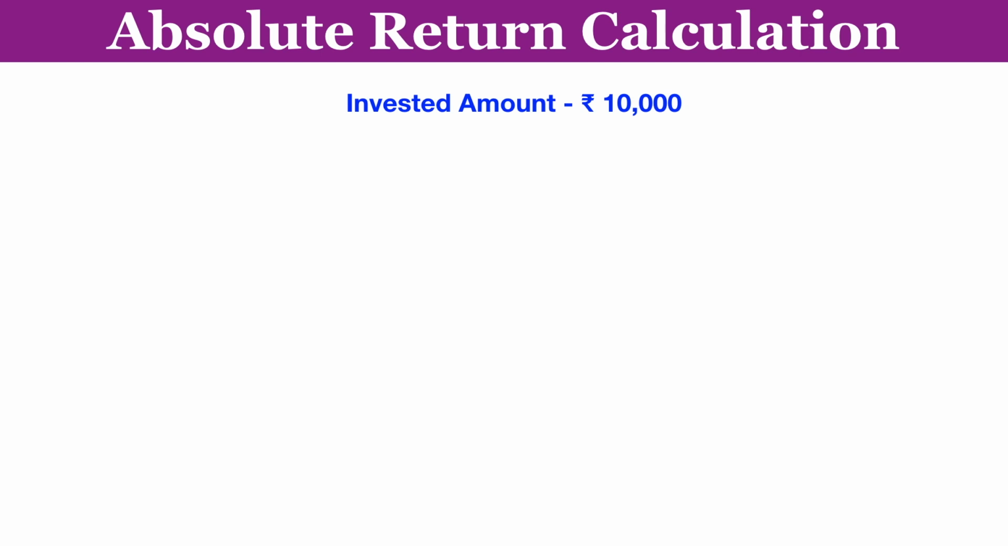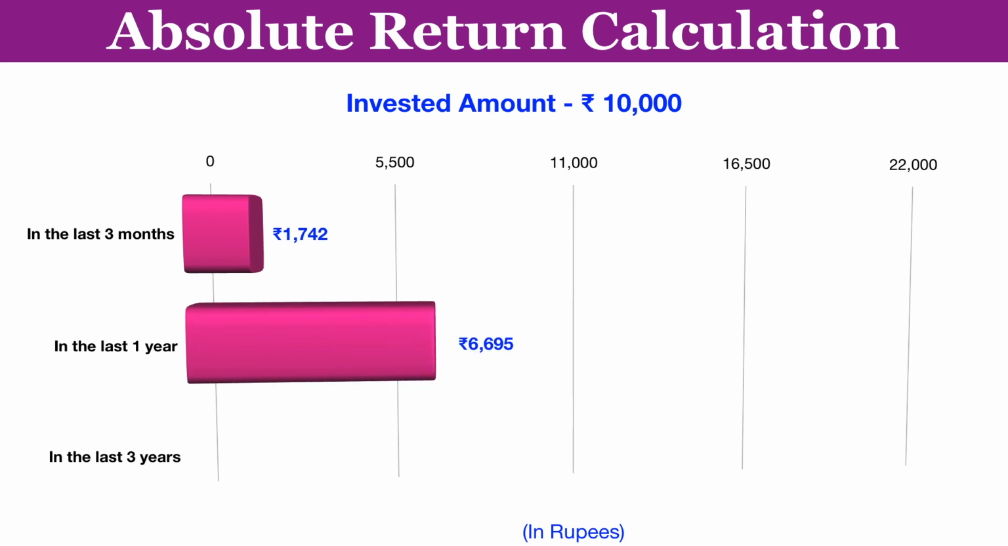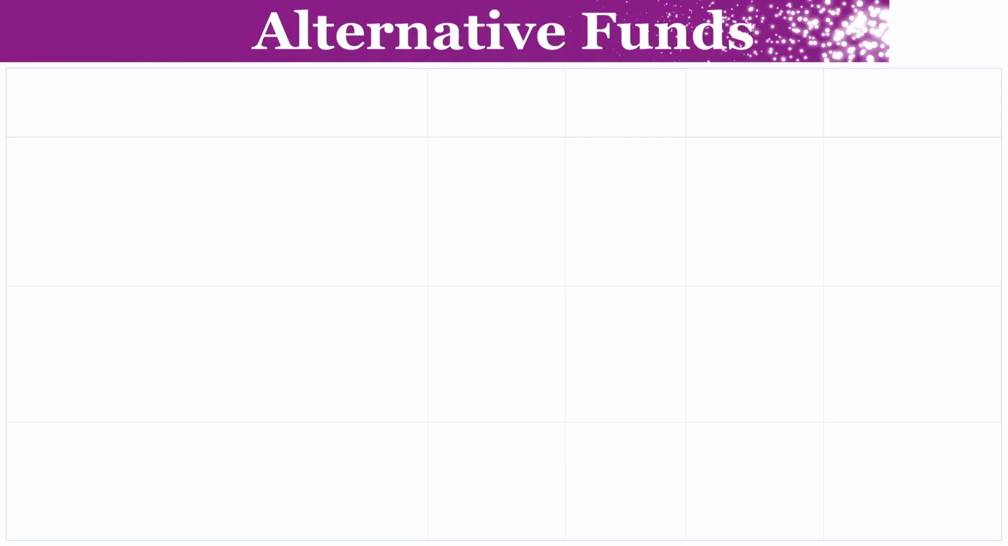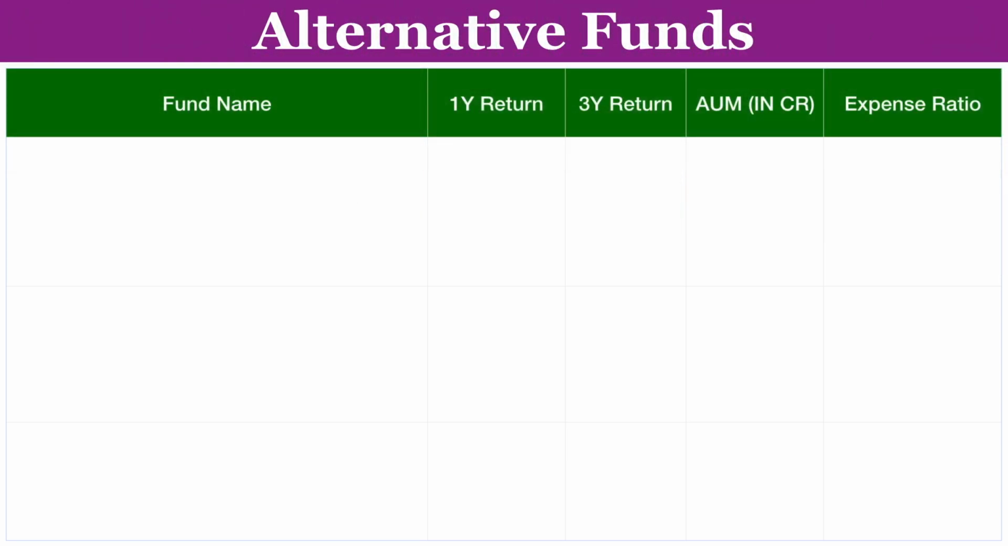Let us understand how much money we would have earned in case we had invested in this mutual fund 3 months ago. We would have got a return of 1742 in the last 3 months. In the last 1 year, we would have got a return of 6695. In the last 3 years, it would have given a return of 20,529. In the next section, we will understand some alternative mutual funds that you can consider before deciding on investing in this mutual fund.